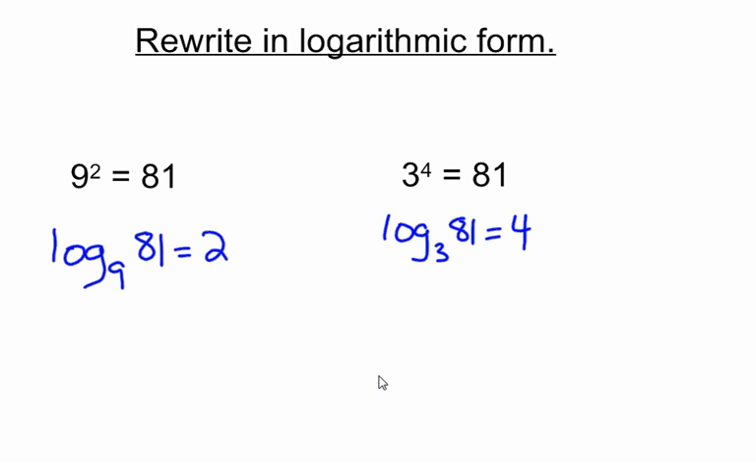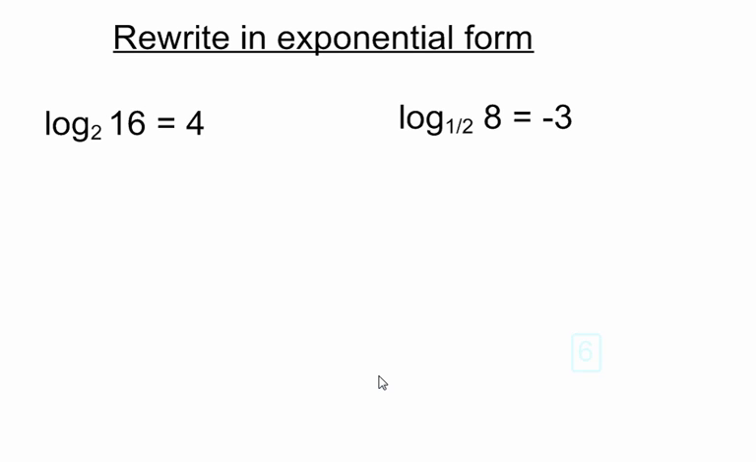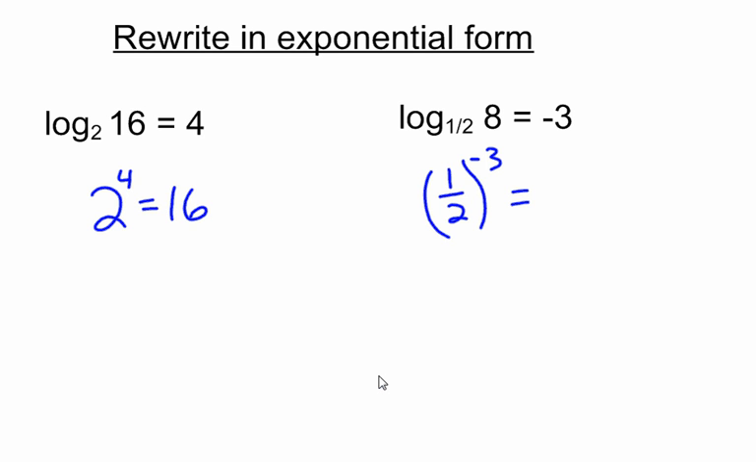That's going from exponential to logarithmic form, and you can do the same thing going from logarithmic form to exponential. Log base 2 of 16 equals 4. That's the same as saying 2 to the 4th equals 16. Log base 1/2 of 8 equals negative 3. That's the same as saying 1/2 to the negative 3 equals 8, which it does. So log base 1/2 of 8 equals negative 3 is the same as saying 1/2 to the negative 3 power is equal to 8.